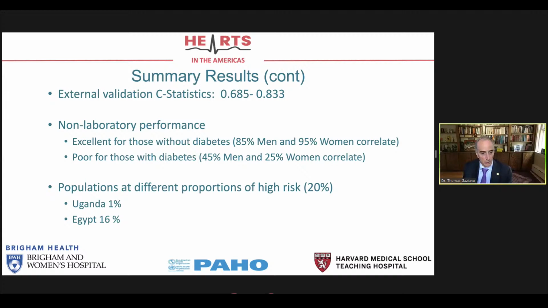As I mentioned earlier, the populations had different proportions of high risk of greater than 20%. In Uganda, only 1% of the population is estimated to be at high risk, using 20% as the cutoff, whereas in Egypt, nearly 16% of the population would have that risk. And those are the sort of extremes across the populations from the risk score.